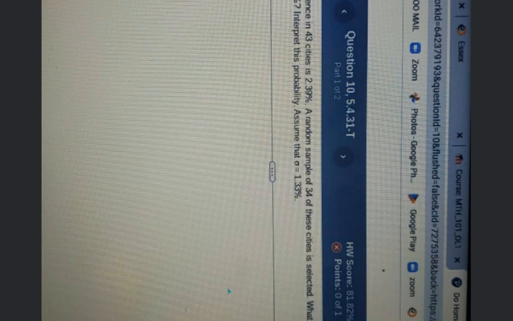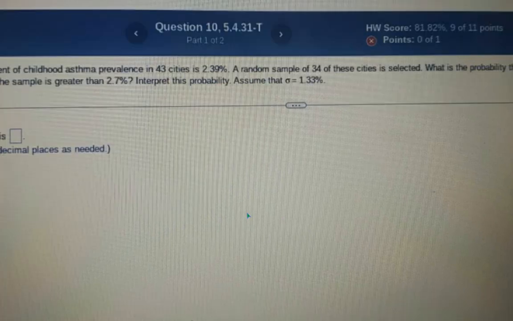It says the mean percent of childhood asthma prevalence in 43 cities is 2.47%. A random sample of 35 of these cities is selected. What is the probability that the mean childhood asthma prevalence for the sample is greater than 2.9%? 2.7%, right? No, 2.9%.